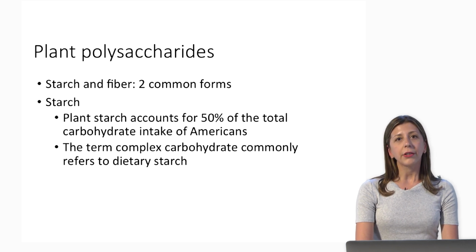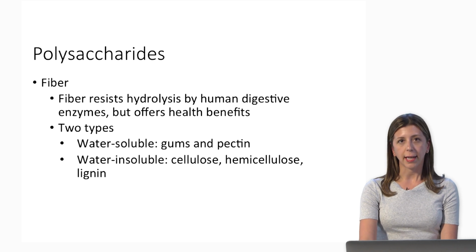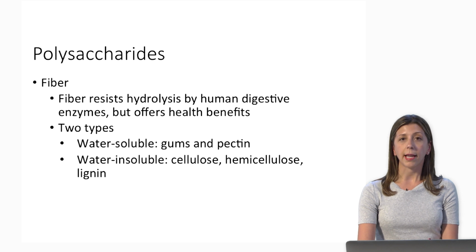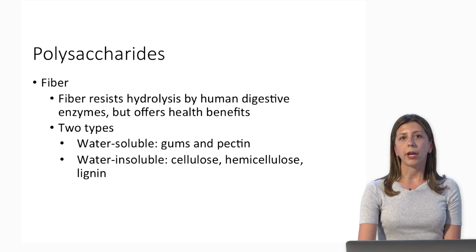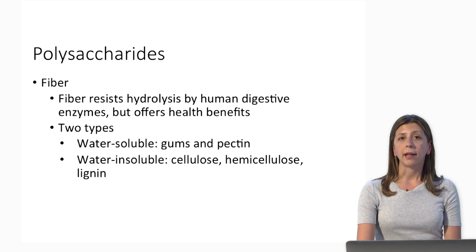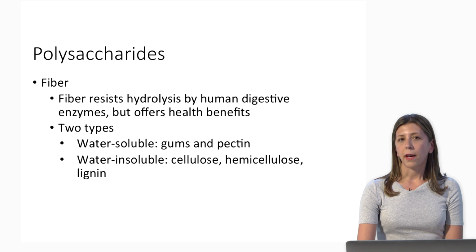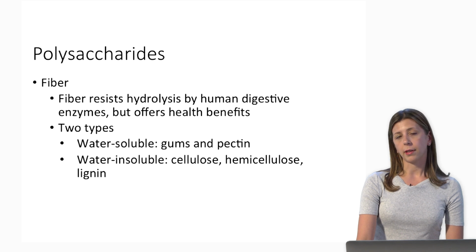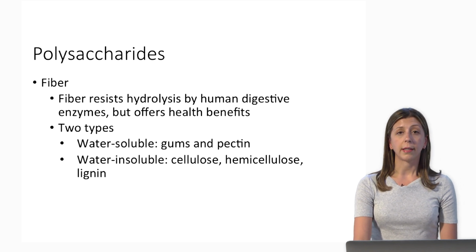Fiber, on the other hand, is interesting because fiber is actually a non-digestible carbohydrate. It's non-digestible because our body doesn't have the enzymes to break fiber down. However, fiber has many health benefits that we're going to talk about coming up. When I think about fiber, there's two main forms: water-soluble fiber and water-insoluble fiber. I've listed some examples of those two types on the slide. Fiber can be found in different food sources, but mostly plant sources. So fruits, vegetables, and your whole grains would be really good sources of dietary fiber.